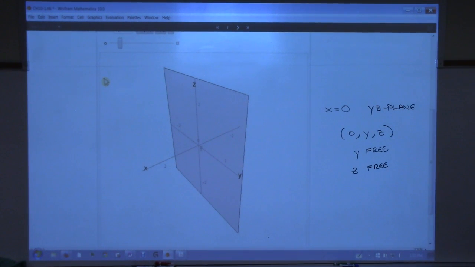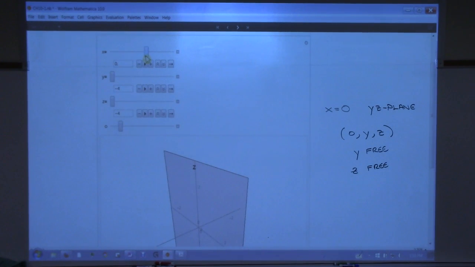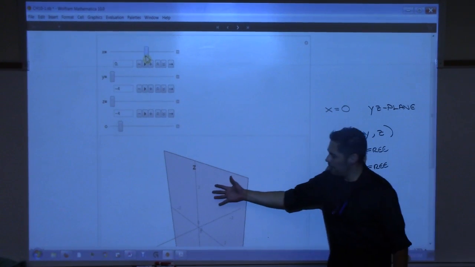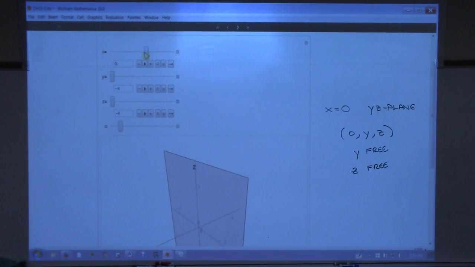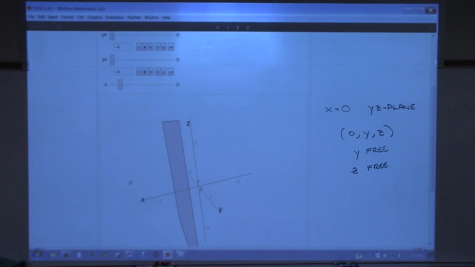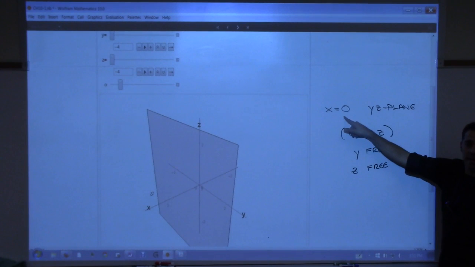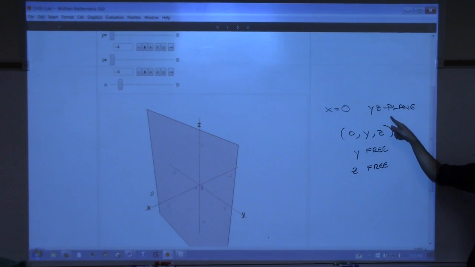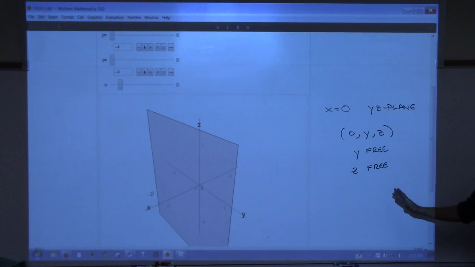And then if I let x be 1, that's going to move that whole plane out towards us. So we're going to get another plane, but do you see there's that gap now? So you could say x equals 1 is a plane that is parallel to the yz plane, isn't it? It's just moved out one. Questions?